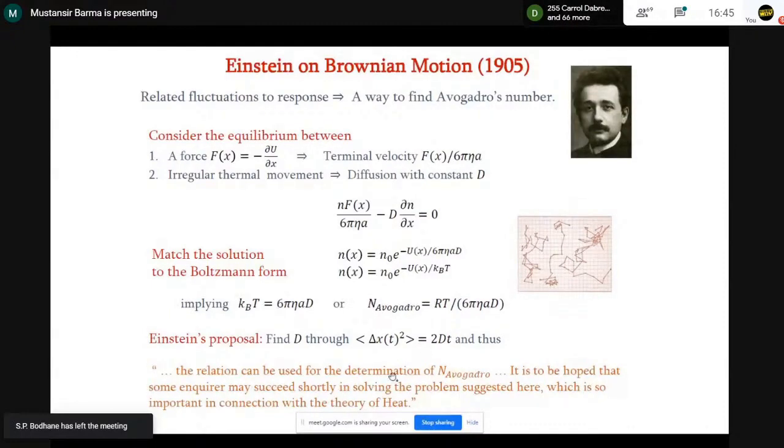Okay. So he said, it is to be hoped that some inquirer may succeed shortly in solving the problem suggested here, which is so important in connection with the theory of heat. But notice that what underlies the whole thing is a balance between an applied force and this random motion due to fluctuations. So it's the relation between fluctuations and response that was at the heart of Einstein's proposal.